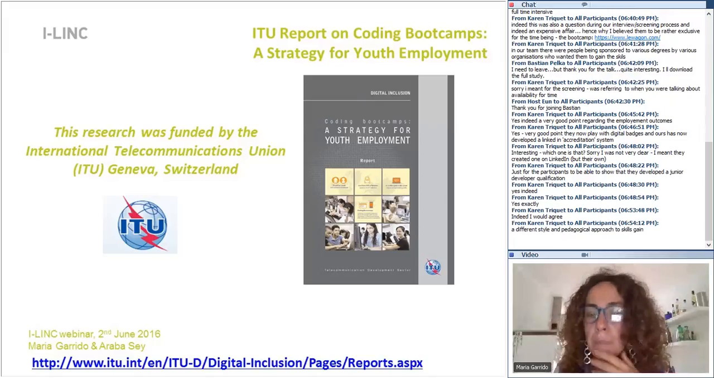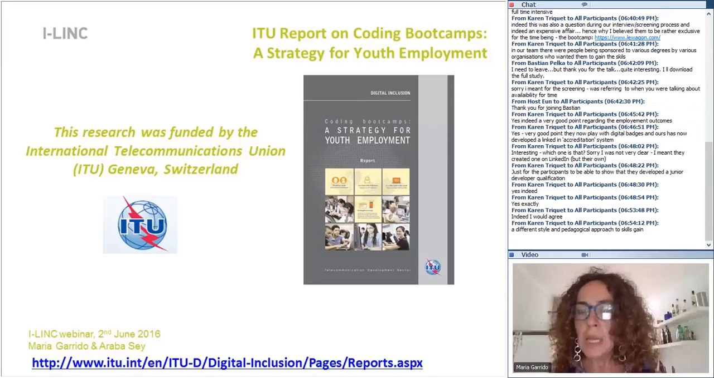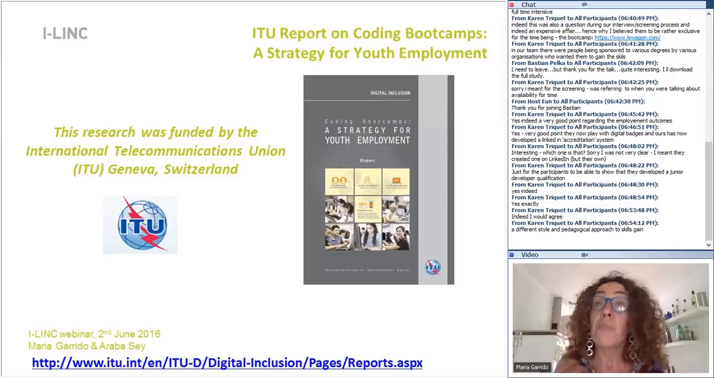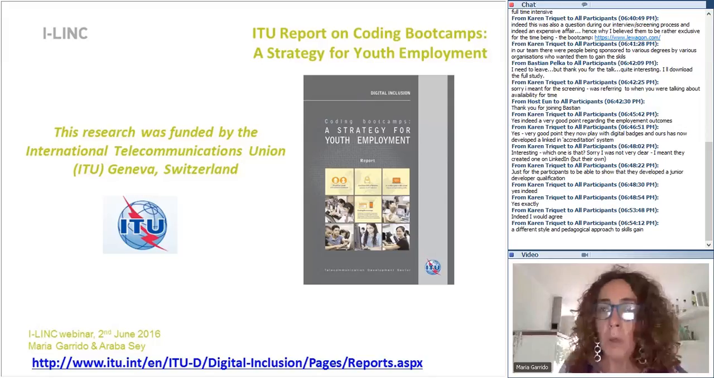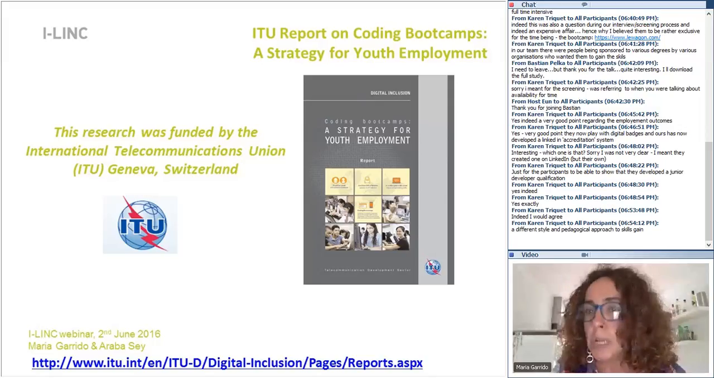I think I'm just reading from Karen's comment, which I think is very, very relevant. It's a different style and pedagogical approach to skills gain. And I think that in that newness of being a different type of training and a different approach to teaching and learning, there might be some potential for this form of training in the future.